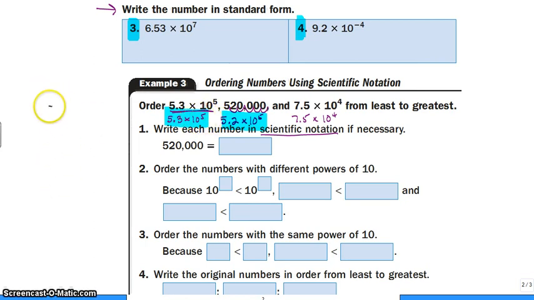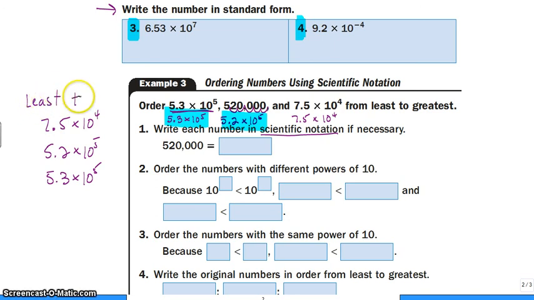And we said least to greatest. So let's put the greatest on the bottom. Followed by 5.2 times 10 to the 5th. Why would 7.5 times 10 to the 4th be the smallest? This is least to greatest. This one would be the smallest because it only has 4 loops. And this one's going to get 5 loops. This one's going to get bigger. And this one's smaller. So this would be the smallest, followed by 5.2, followed by 5.3.